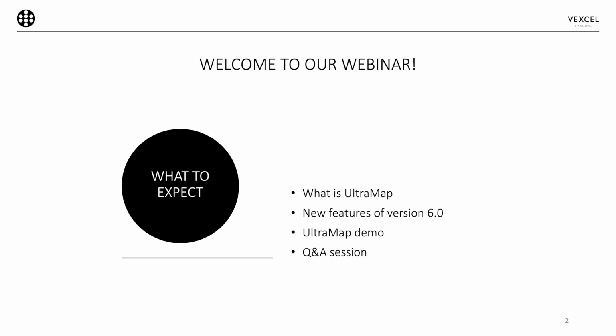The webinar is all about UltraMap version 6, our software workflow system which processes the UltraCam imagery. During this webinar we will talk about the new features and demonstrate them, and then we will open up the floor for questions and answers.